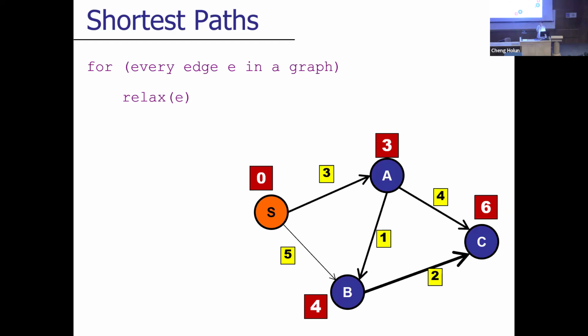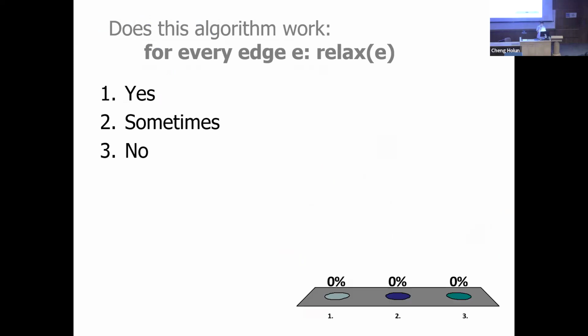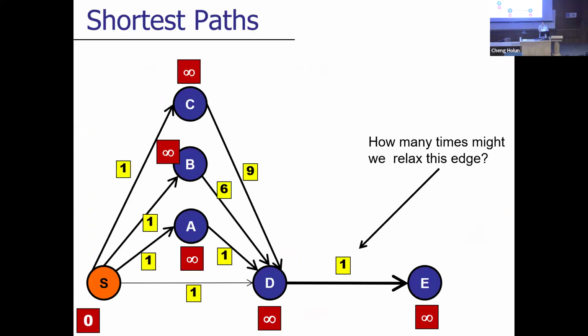But it's not a complete algorithm, huh? Does it work? For every edge I relax? The problem is it only sometimes works. Why? How many times do I need to relax this graph?